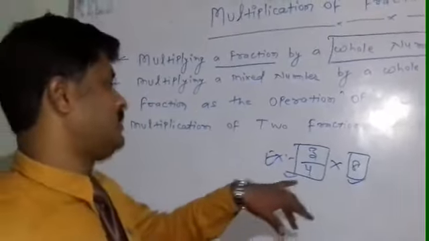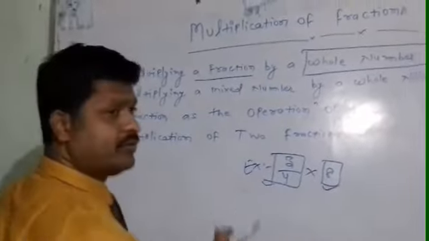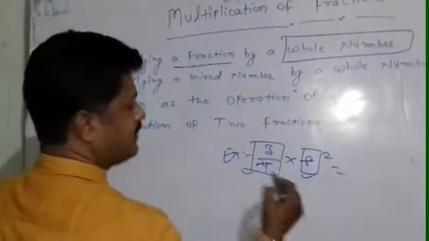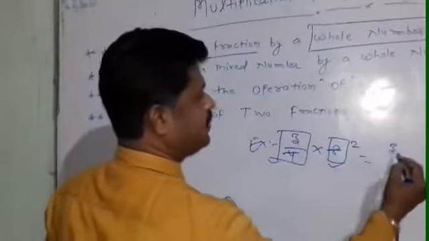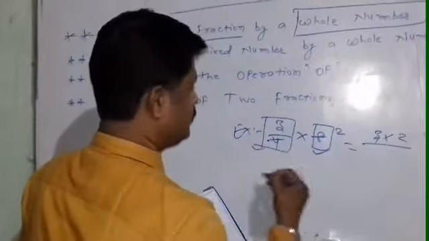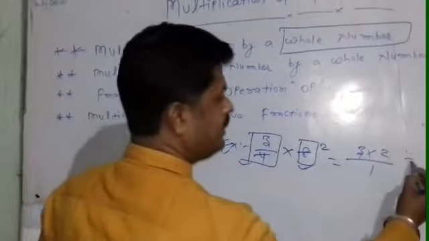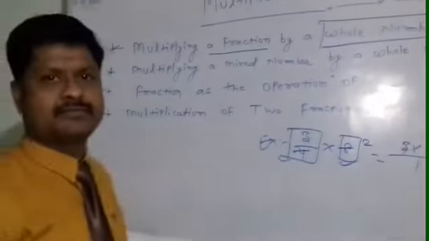When we multiply these two, then 8 is divided by 4. 4 twos are 8, that means in the numerator we have 3 and 2, and in the denominator only 1 remains. Then 3 twos are 6 by 1, that means our answer will be 6.